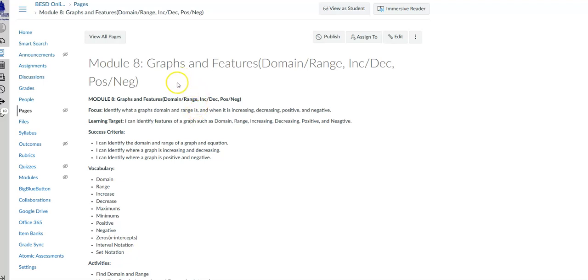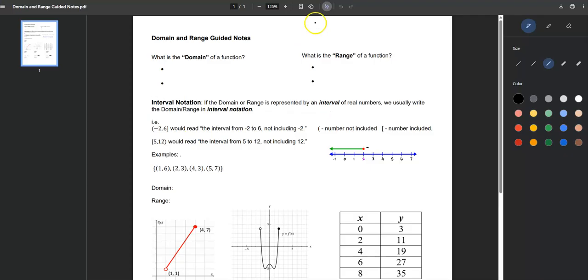All right, we're looking at Module 8 here today. We've got the graphs and features, and we're going to look at three things in this module. This is day 1, so our success criteria will be able to identify domains and ranges from a graph and an equation. So that's what we're going to look at to start with, is domains and ranges of a graph and equation. So we'll talk about how to communicate that and what that looks like as well.